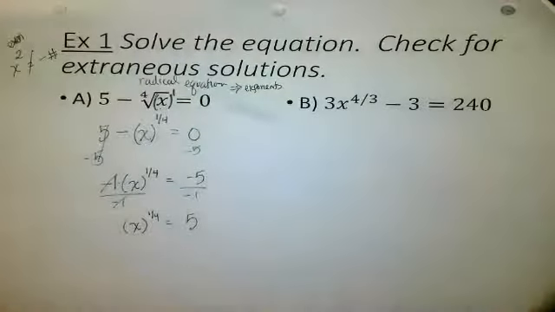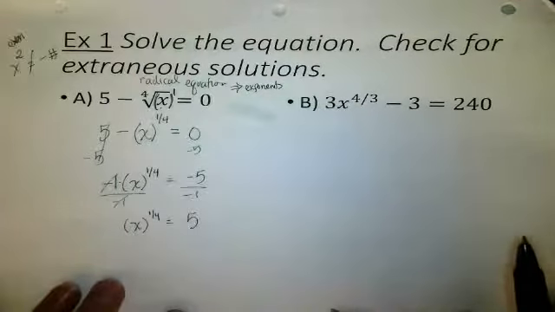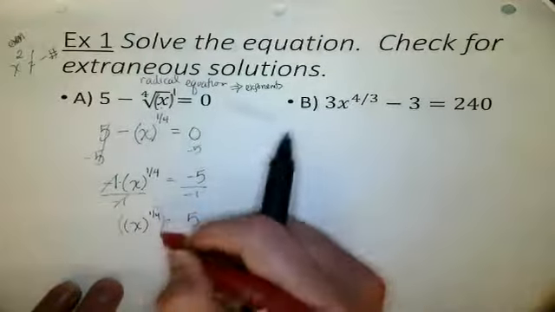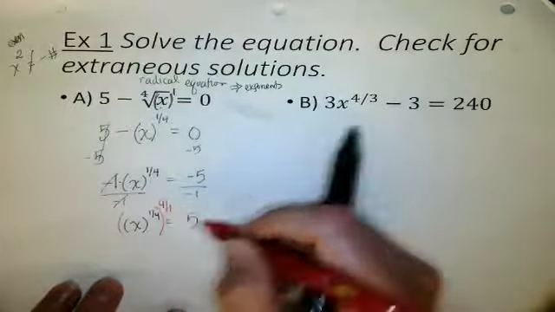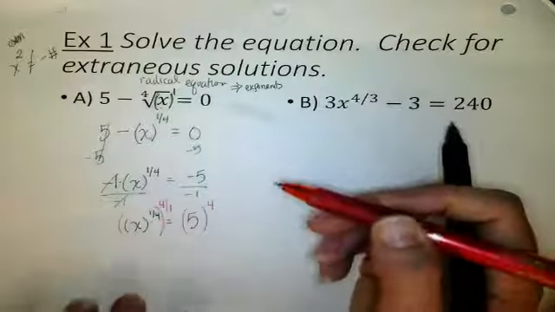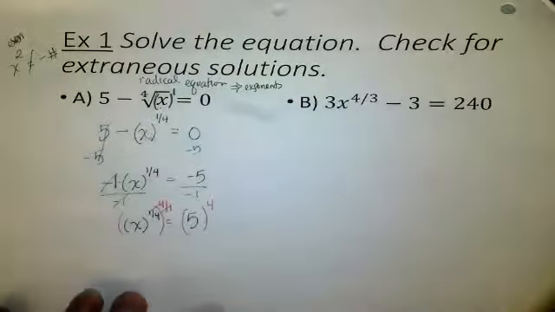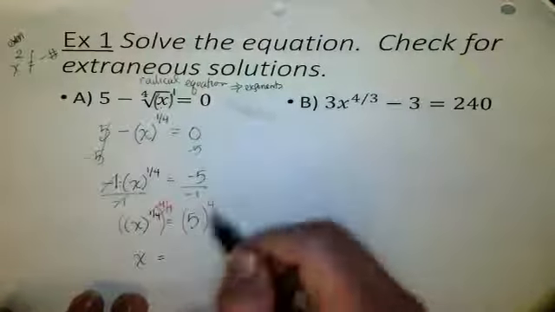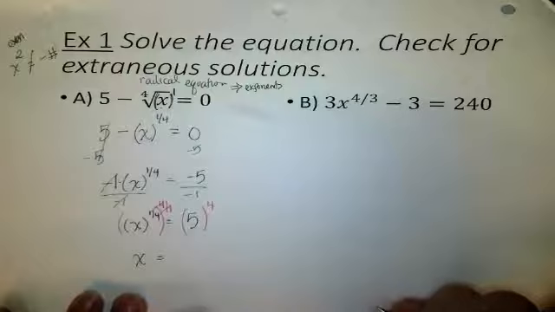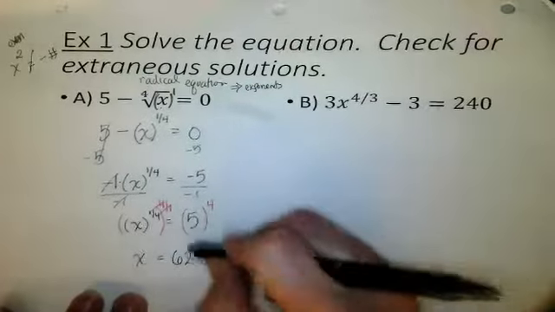Now, what do we need to do? Reciprocal power. Yeah, flip your power. So we would say reciprocal power. So 4/1 is really just 4. 1/4 times 4 is 1. So we get x equals, what is 5 to the 4th? 625.